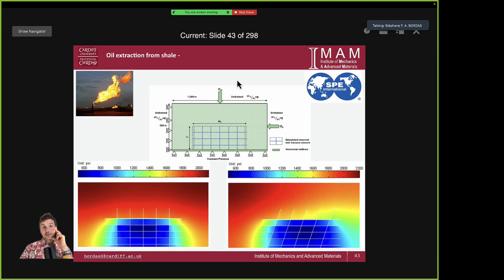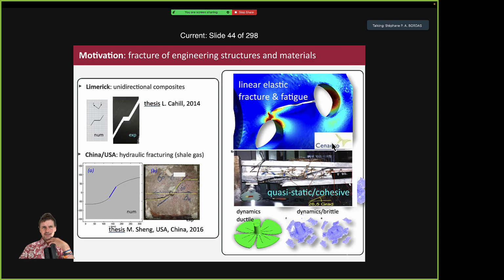Finally, as we were saying, oil extraction from shale requires cracking, so you have some pre-existing faults, and the idea in these simulations that we did when I was at Cardiff and published in SPE is basically to look at how to extract shale gas from shale, which is a nanoporous rock. So again, here you're trying to figure out how to use the cracks to your advantage and to create other cracks if needed.